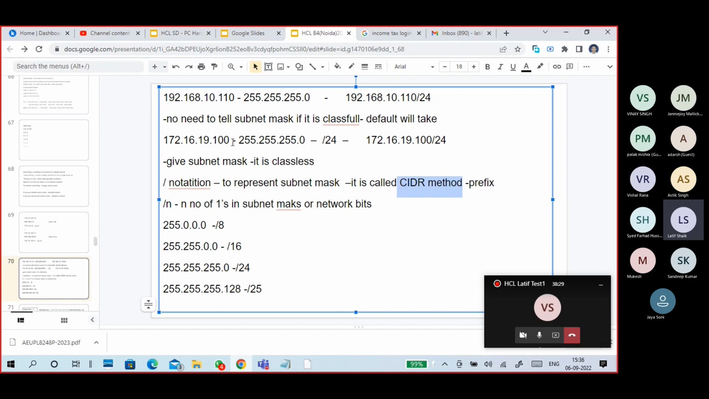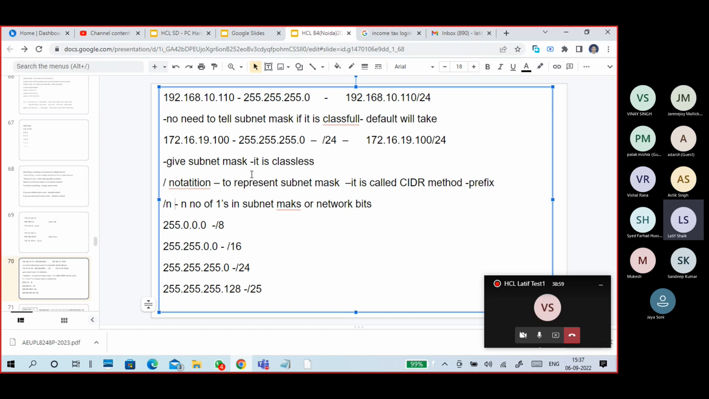Because when you specify a particular class, compulsory you have to tell a subnet mask, either as slash notation or as the full writing of the subnet mask, if you are using a different subnet mask than the default one. So that is called classless. That's why this name is also like this: classless inter-domain routing method.